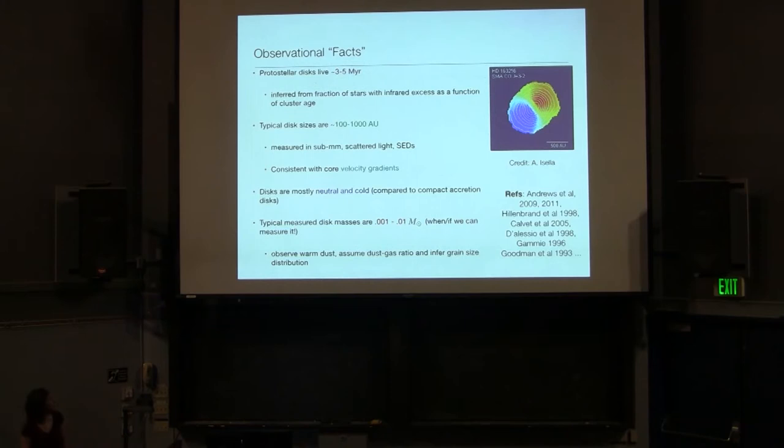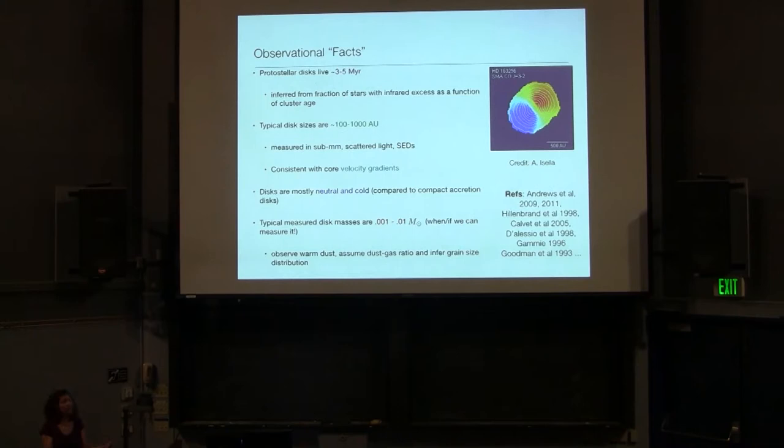Well, we think they live maybe 3 to 5 megayears. And again, this is based on looking at star clusters that we think are young based on our somewhat uncertain models for pre-main sequence stars, and then observing them in the infrared or in the submillimeter and asking what fraction of them have an infrared excess. What fraction of them do we not just see the stellar photosphere, but do we see something that looks like dust? That's how we decide that there is a disk.